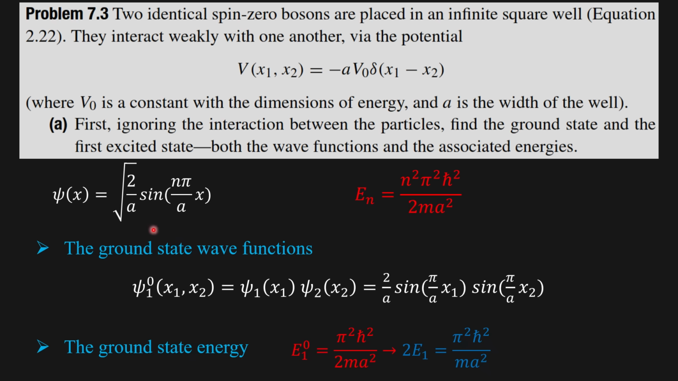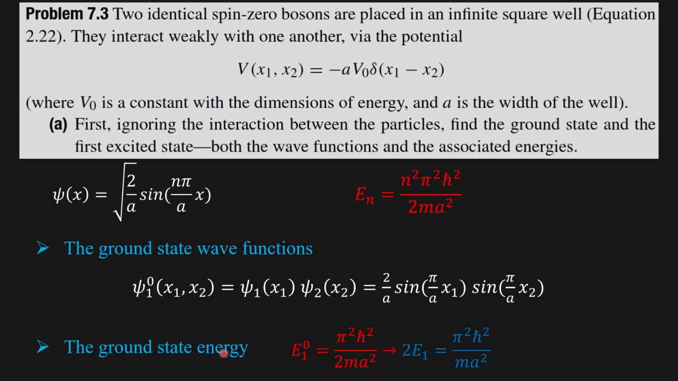So if you multiply the two wave functions, you will get 2 over a, because the square root of 2 into square root of 2 will become 2 over a, and psi 1 of x1 is equal to sine of pi by a x1, because n is equal to 1 here, and sine of pi by a x2, because both are at ground state energy, n equal to 1.